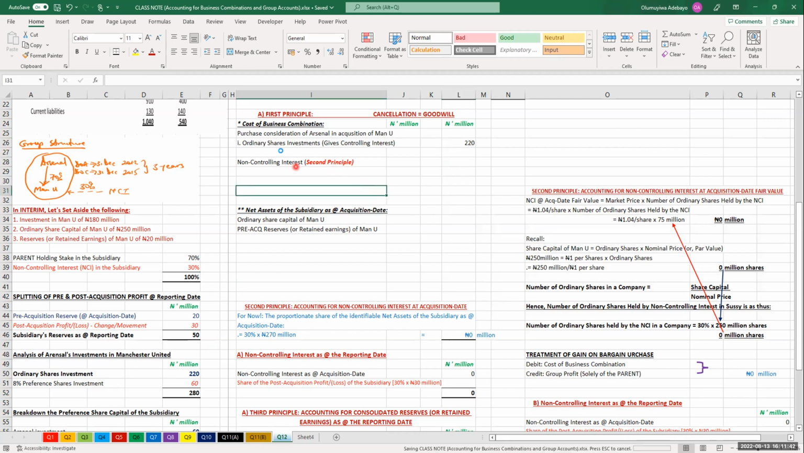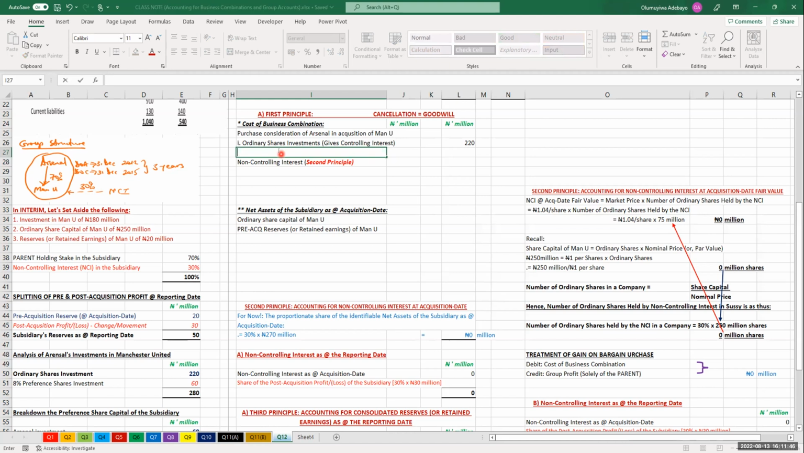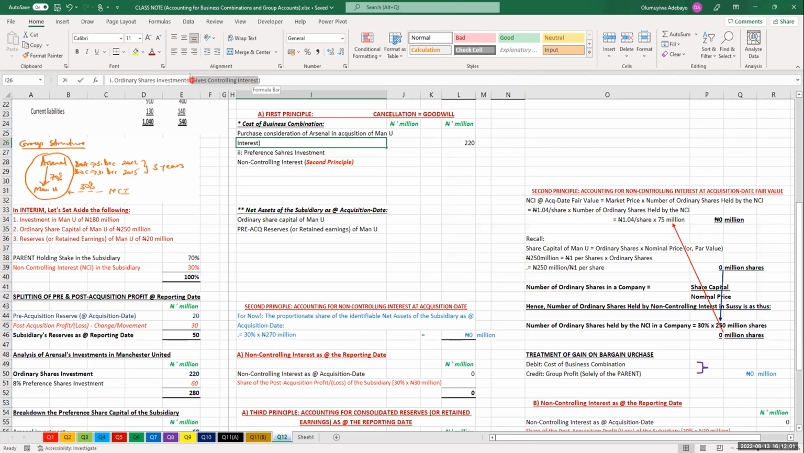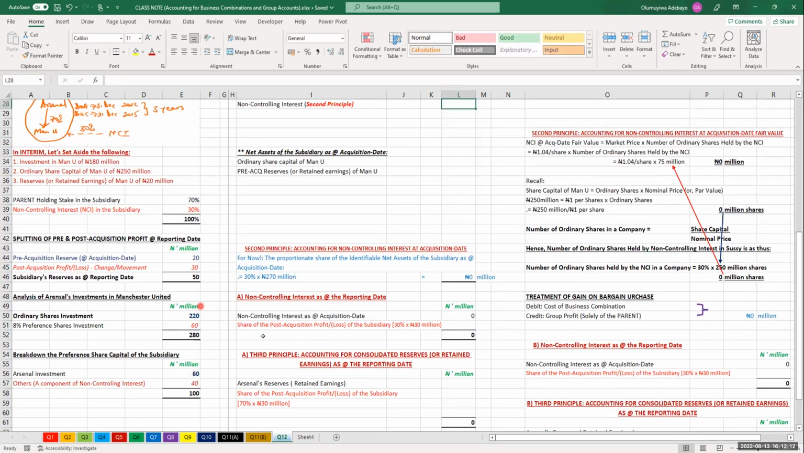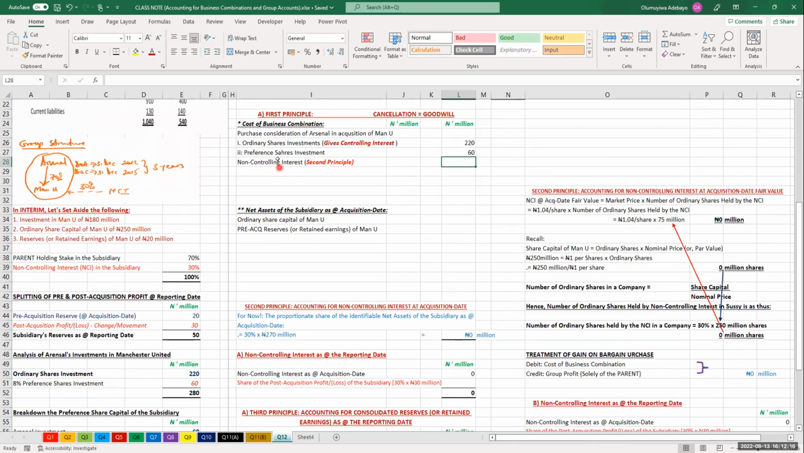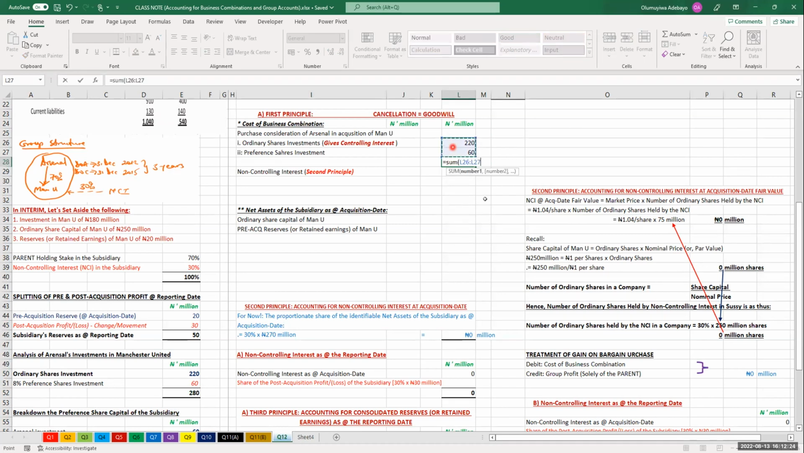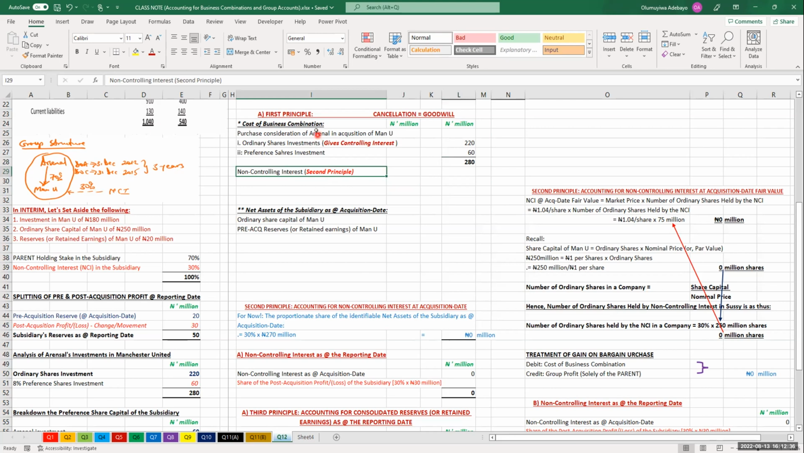Now, we also have another investment, which is preference share investments. It doesn't give anything. This is key. This doesn't give controlling interest. Okay, but that is 60 here, which we also have here. And we are back at the 280. Therefore, let me take this down. We are back at the 280, which means we have been able to break down the 280 into the relevant sections. Okay. Non-controlling interest also will be broken down in that slide.